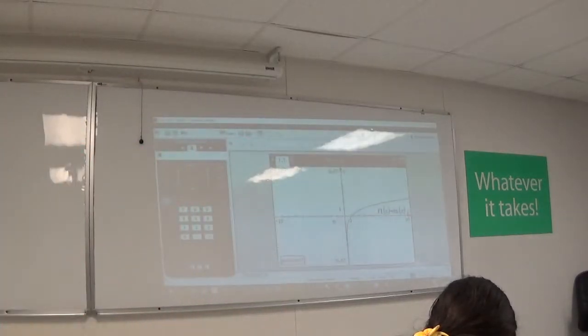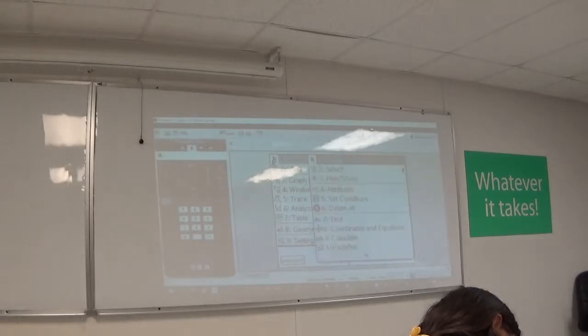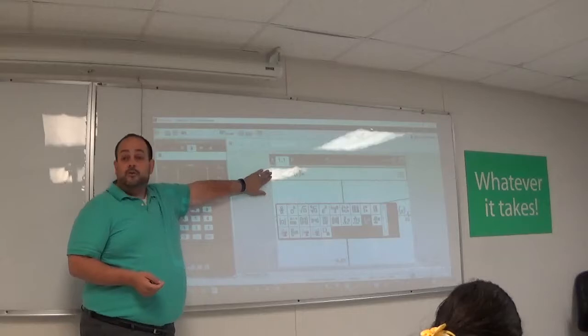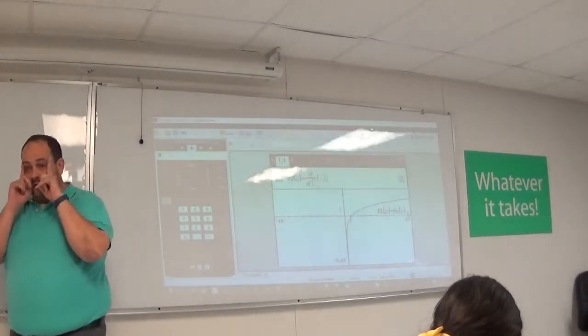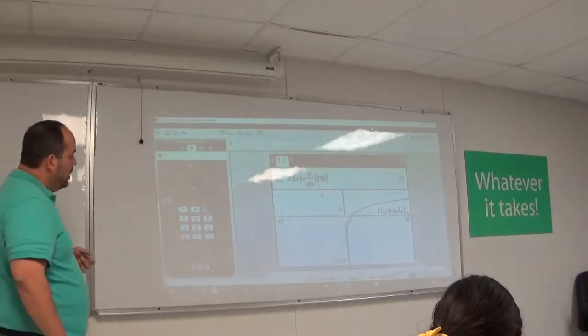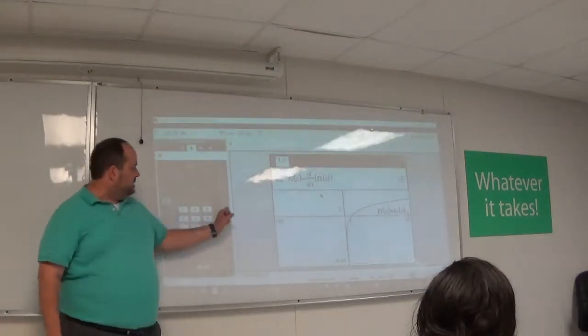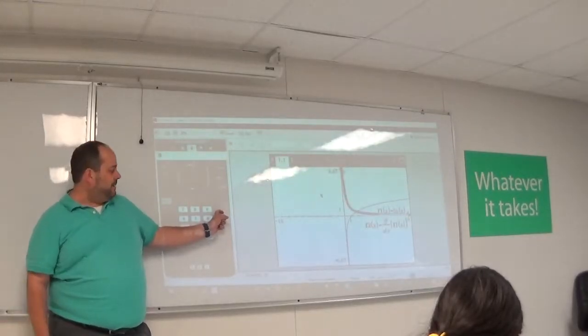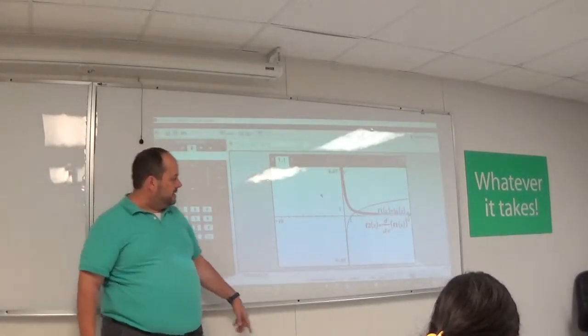So what were those buttons? First of all, you need to get a new function in there. I want the calculator to graph the derivative for me. So it's the templates button, the one next to what I like to think is the Bible.